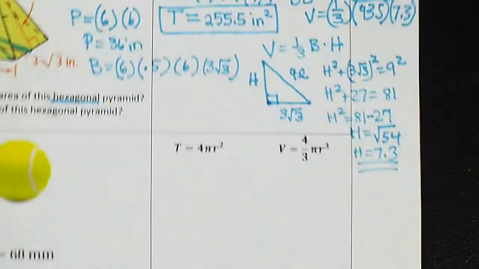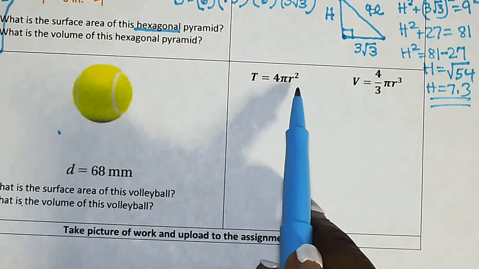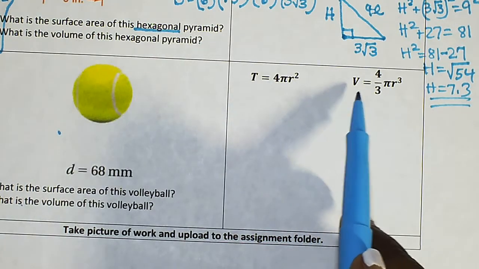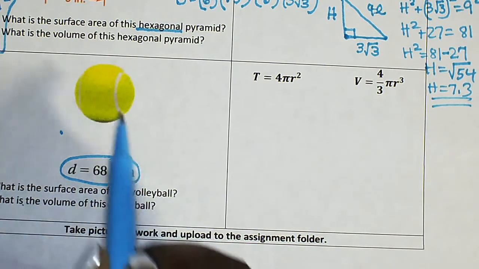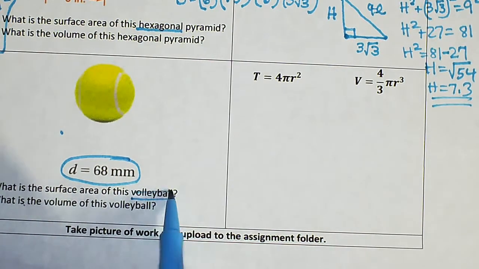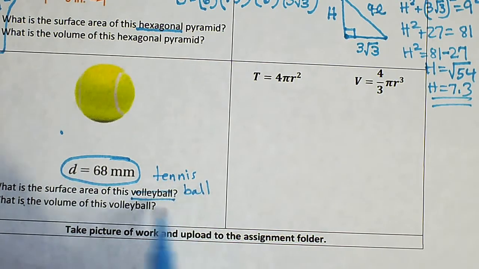All right. The last one is a sphere. The total surface area of a sphere is 4 pi r squared. The volume of a sphere is 4/3 pi r cubed. So we have the diameter of this, which is not a volleyball. This is a tennis ball. I think y'all have a volleyball on your paper.